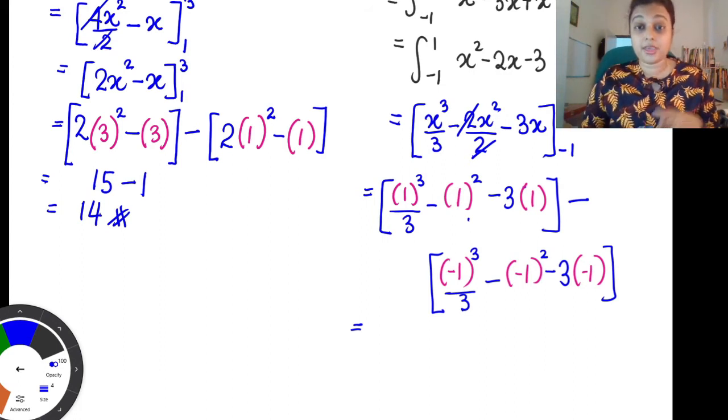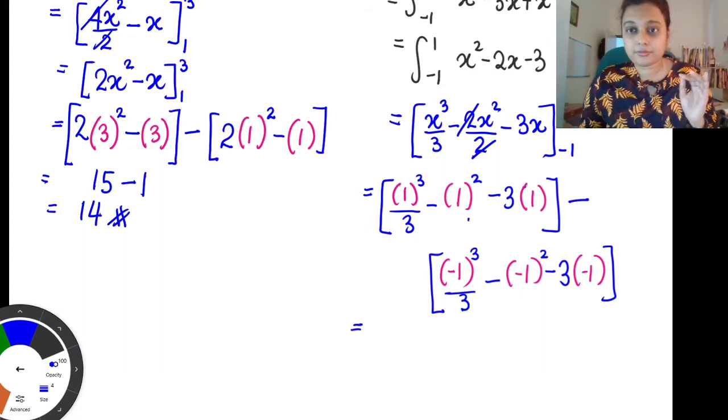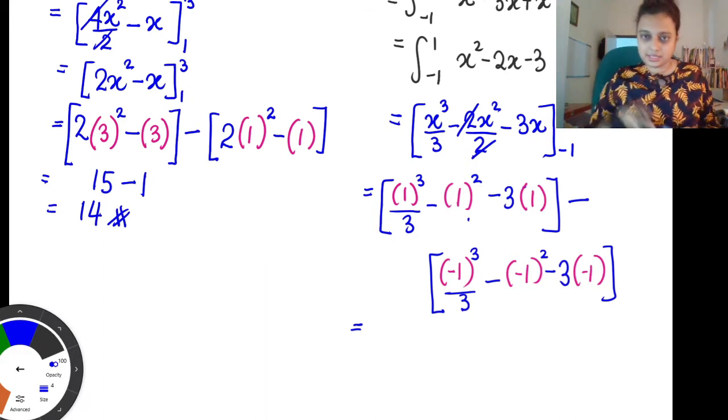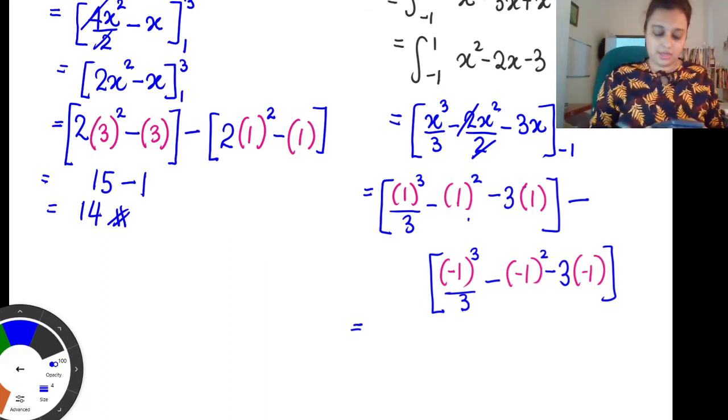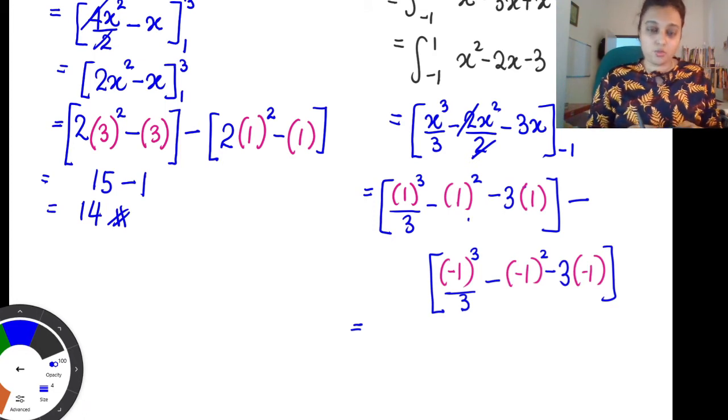Key in together, because I find that most students, when they key in, get a different answer compared to the answer scheme. So you need to learn how to key in. 1 over 3, right? So 1 cubed is 1, so I put 1 over 3, minus 1 minus 3. I get negative 11 over 3.